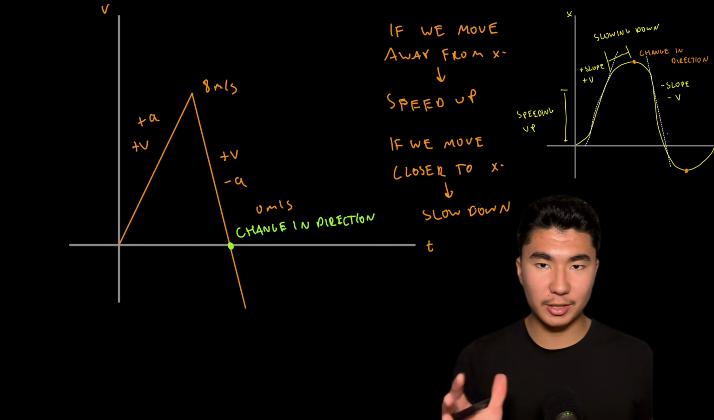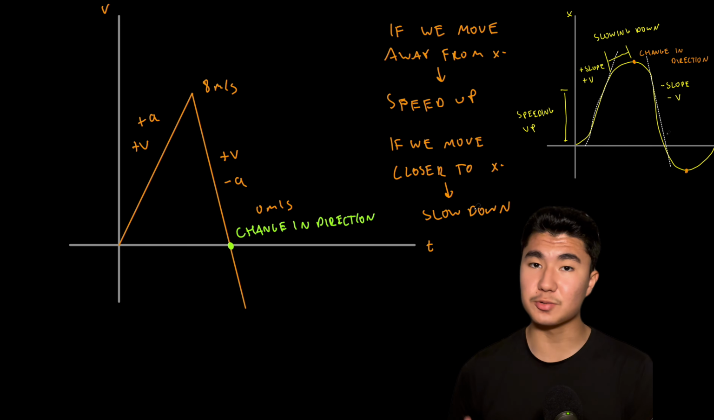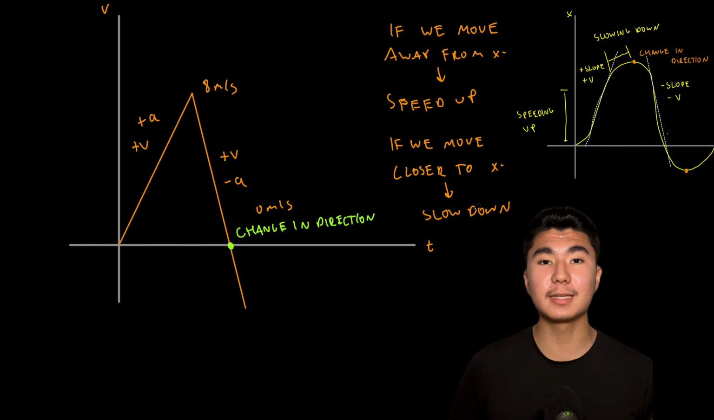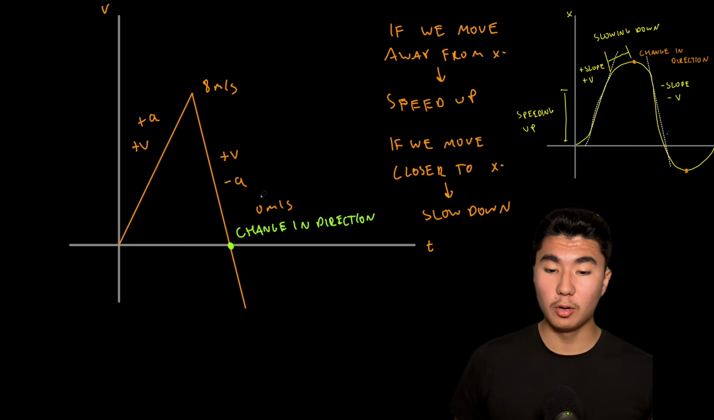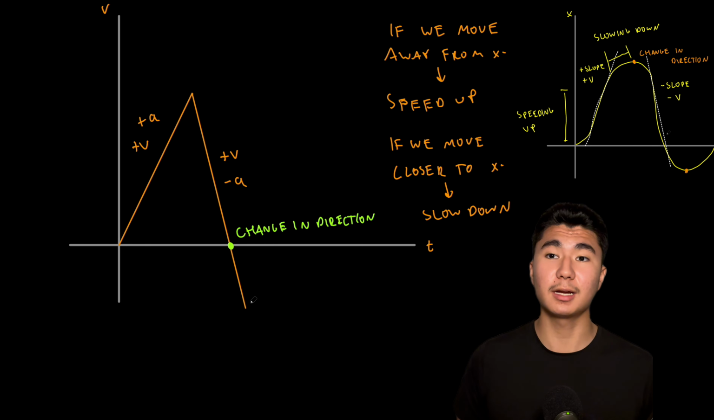So I forgot to mention that. That's my fault. But if we move closer to the x-axis, we're slowing down. If we move away from the x-axis, we're speeding up. So when that occurs, and let me just erase this over here, we have a change in direction, and then we're speeding back up again.